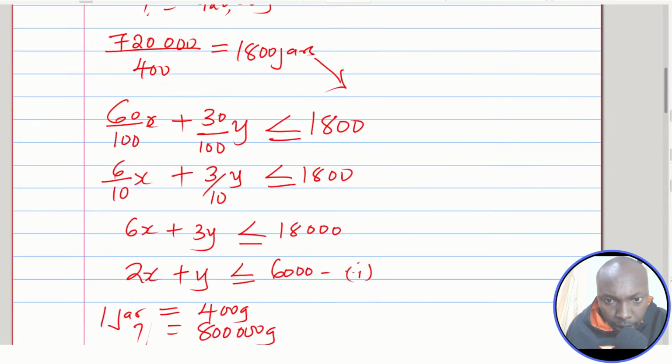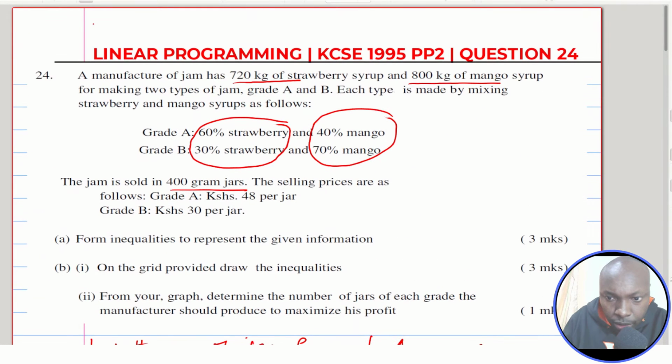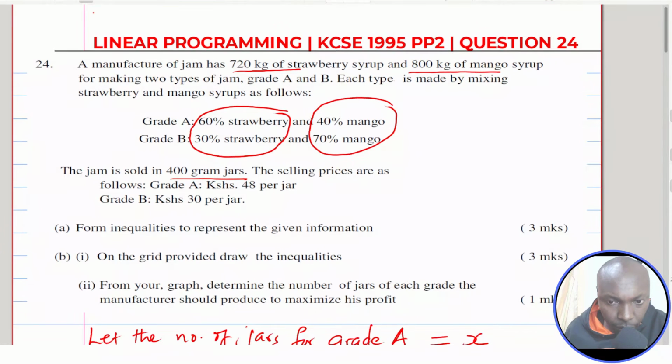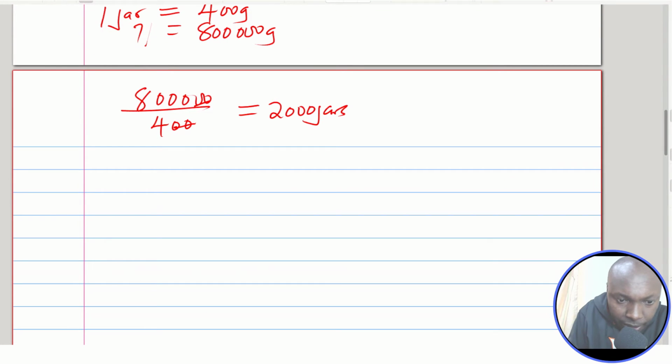So that means that 800 kg of syrup for mango can produce 2,000 jars, since one jar should have 400 grams. So then for grade A, 40% of the mango, so 40% is 40 over 100. Then multiply by the number of jars for grade A.